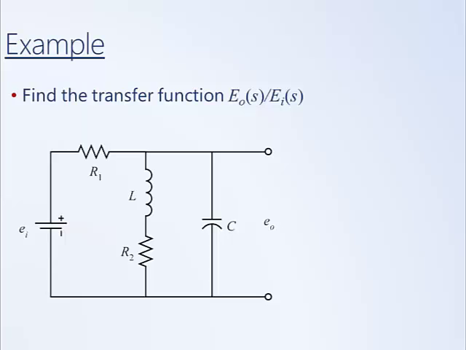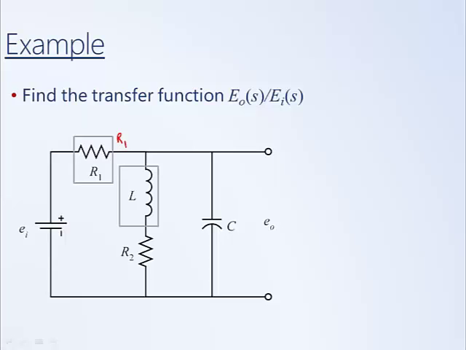It's actually much simpler to derive the transfer function directly using complex impedances, and so we'll go ahead and demonstrate that approach here. The first thing we need to recognize is what are the complex impedances of the individual components. If you recall, the complex impedance of a resistor is just its resistance. So the impedance of this resistor is just R1.